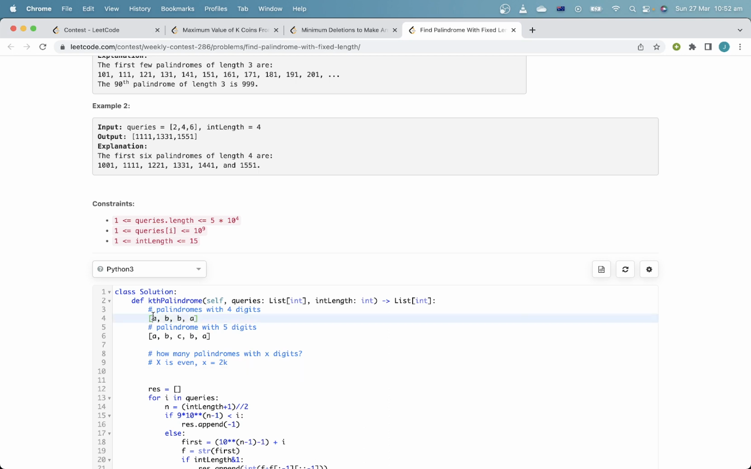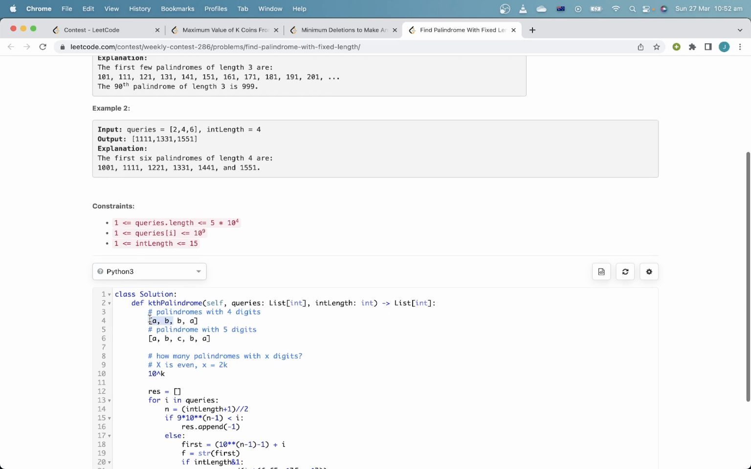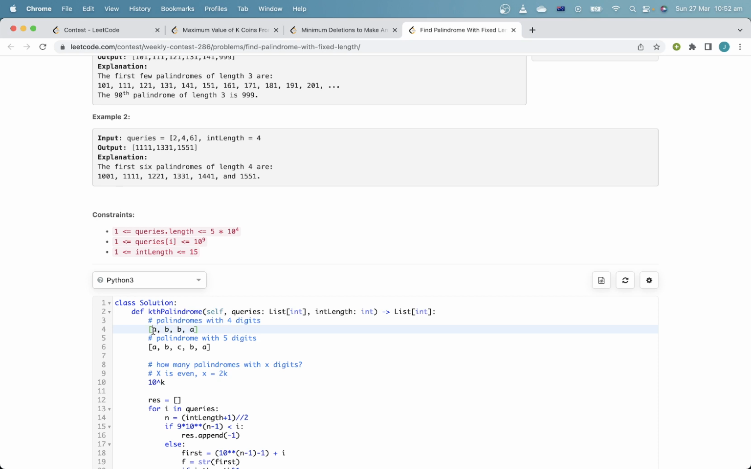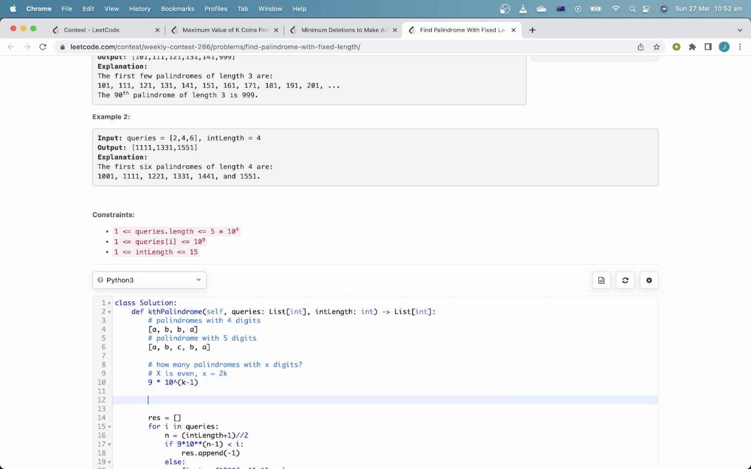So each of these digits has 10 different options. And that means that there will be 10 to the K combinations to choose the first K digits. However, the palindrome can't start with 0, which means that the first digit, instead of having 10 options, actually only has 9 options. So actually the number of palindromes of length 2K is 9 times 10 to the power of K take 1.